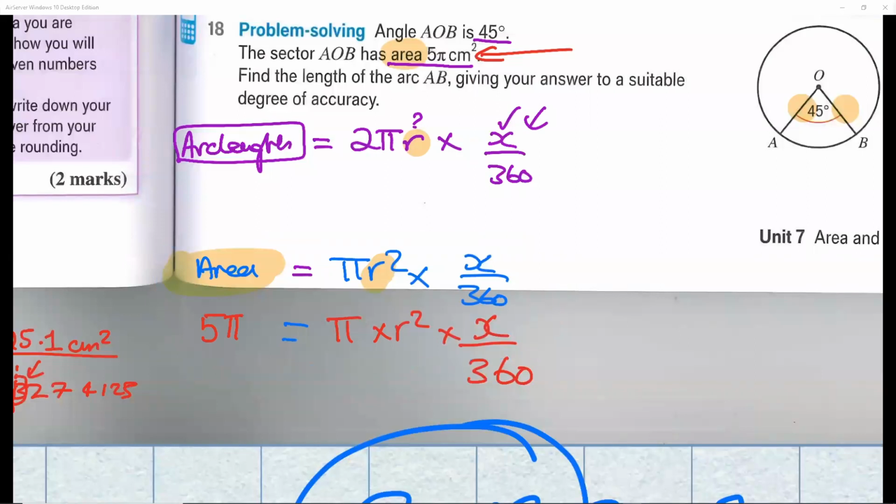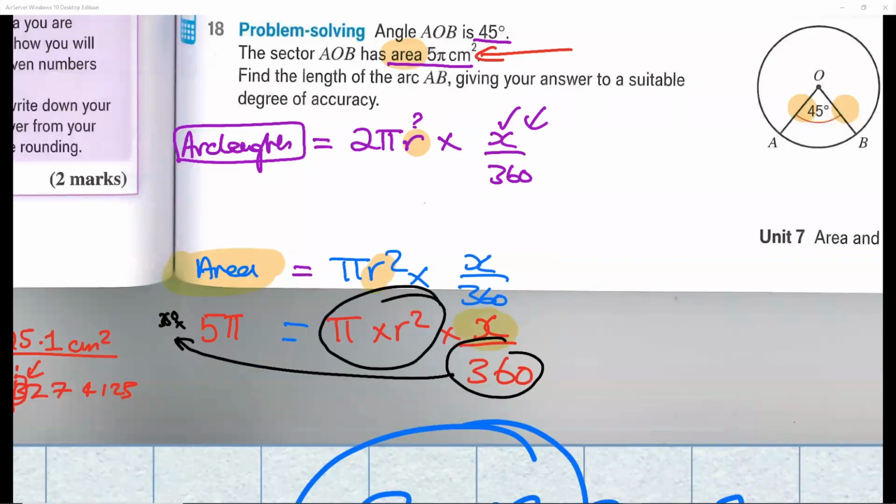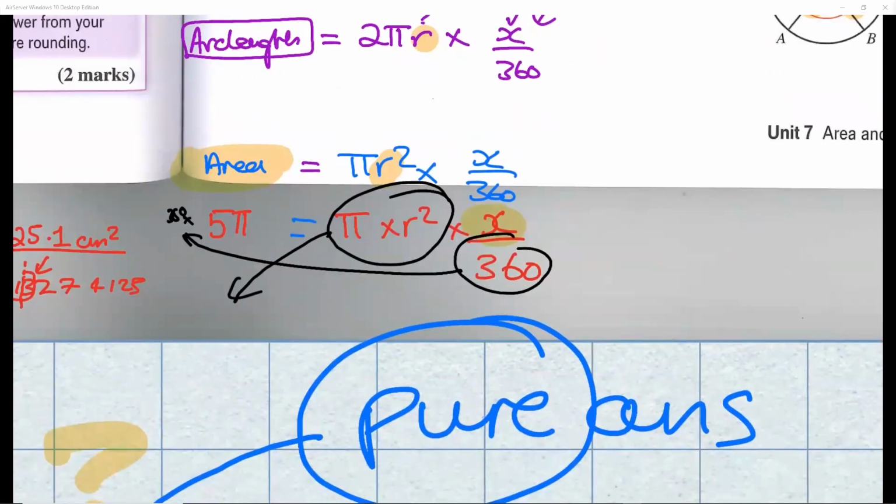Okay, lovely. How do I work out the value, Mr. Abdullah? What do I do? So you first get rid of 360. The opposite of divided by 360 is times by 360, and then you divide by pi r squared. I'm just going to do it over here on the side because I'm running out of space. So we've got 360 times 5 pi.